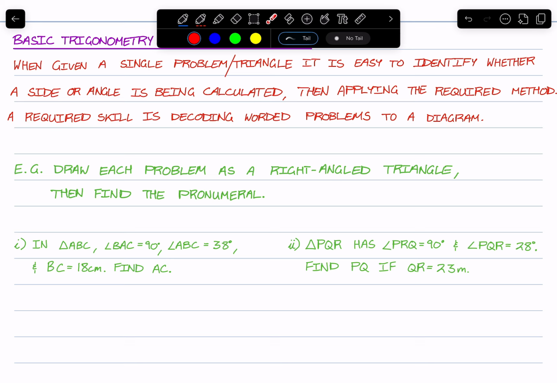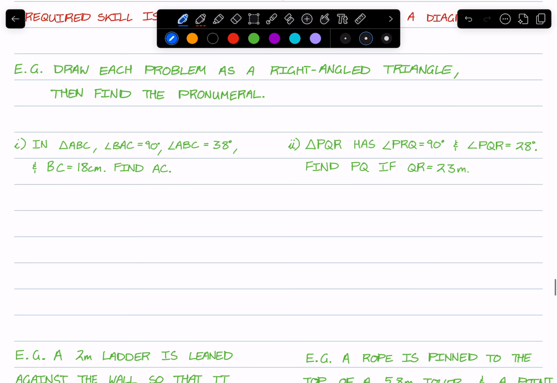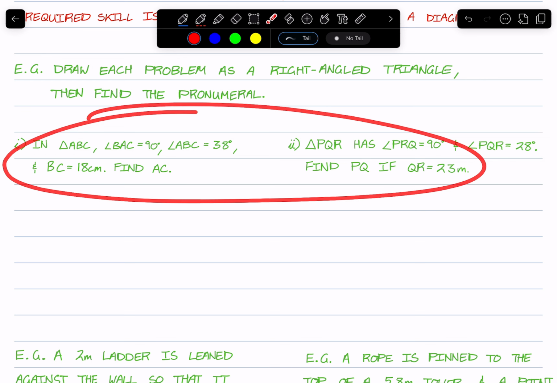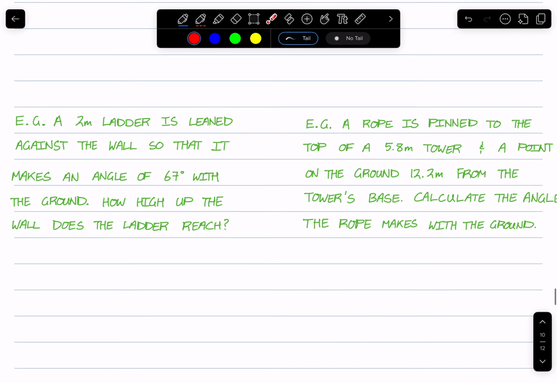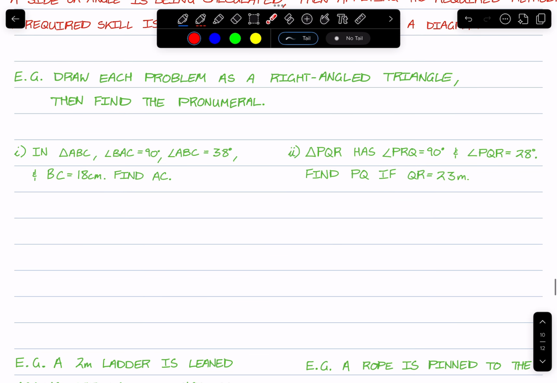When given a single problem or a triangle, it is easy to identify whether a side or an angle is being calculated. Then we could just simply apply the required method. However, a required skill is decoding worded problems into a diagram first. So we're going to split this into two videos. We're going to have very basic worded problems, and then a slightly more difficult version of this. So let's get to it.